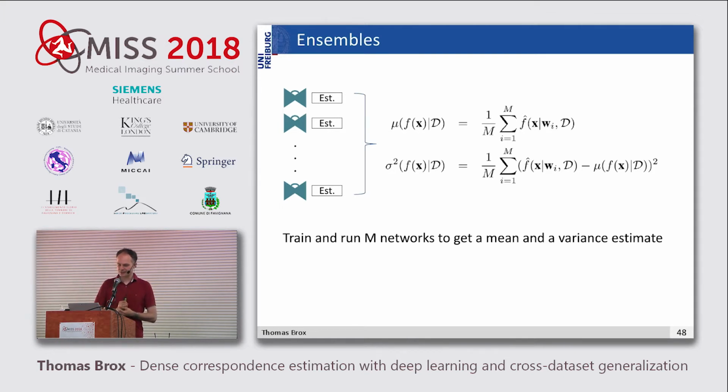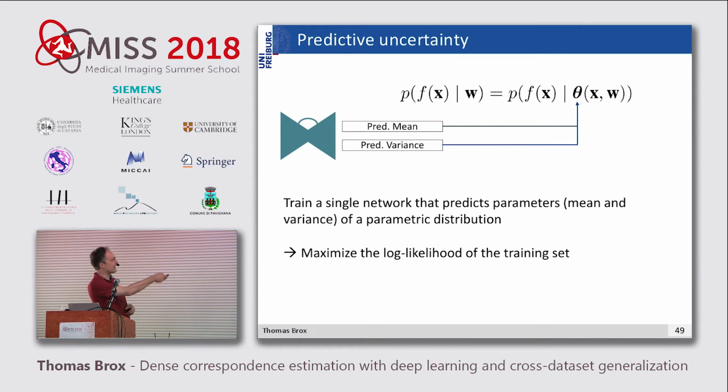An alternative to that is to use predictive uncertainty. So it's a single network that directly produces the mean and a variance estimate. Of course, this is not a statistical measure of variance or a statistical measure of mean, but it's just the output of a network. But you can still try that.